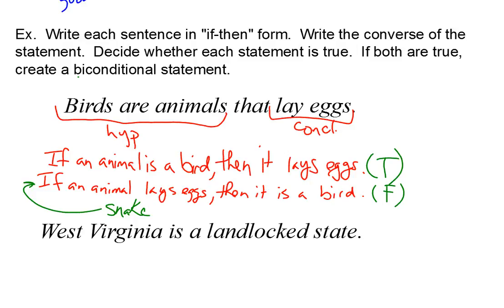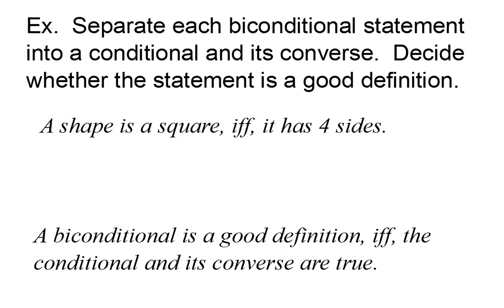West Virginia is a landlocked state. I want you to create an if-then statement, create the converse, decide whether both are true, and if both are true, create a biconditional. We'll discuss that example in class. All right, the last part. I want you to separate each biconditional statement into a conditional and its converse, and then decide whether each statement is a good definition or not.